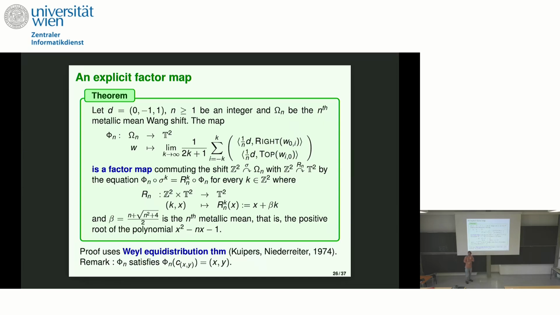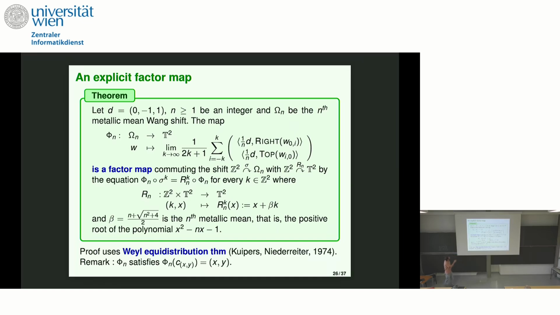And the proof. I noticed this morning, in the proof, I found a very nice book, which was exactly the statement I was needing. So I cited it, I said, this is a very nice book, I like it, this is exact. And then this morning I realized that's the book we mentioned yesterday. So it's a very nice book, I agree. So this factor map commutes with the Z2 action by rotation by metallic mean. And that's it.